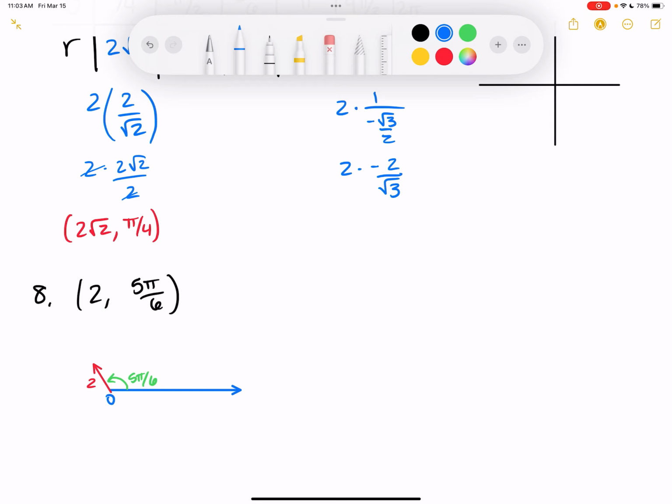But this is where I said the ones that are negative, you have to draw the angle, but then they'll use dotted lines to show where it should have been, and then the solid line to show you where it actually is based on the fact that you had that negative in there.